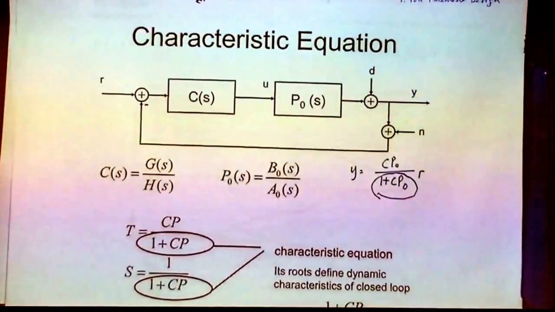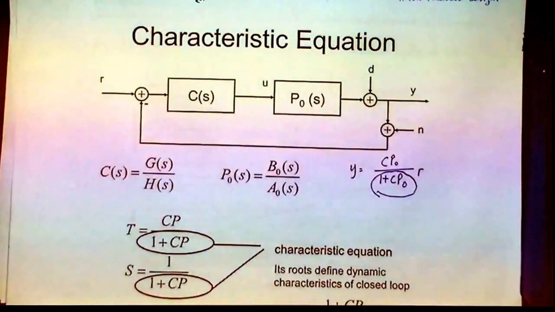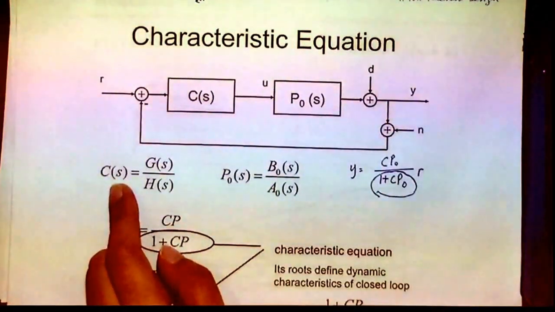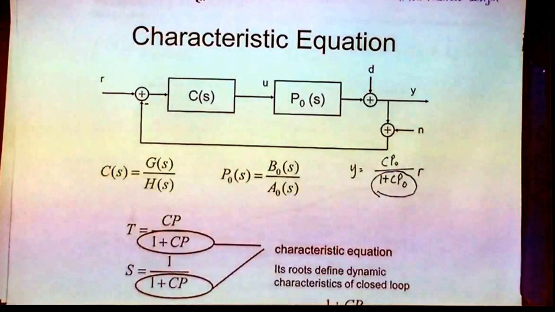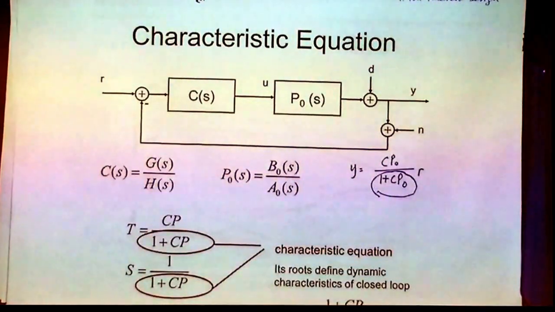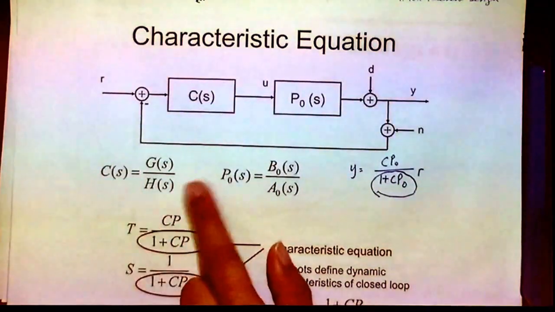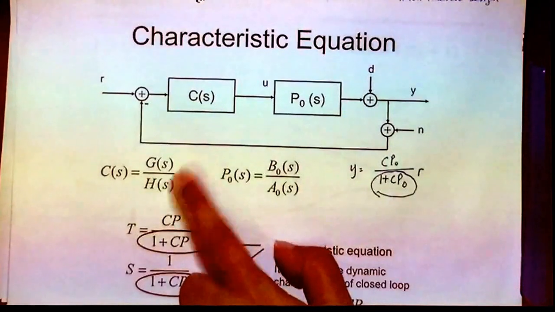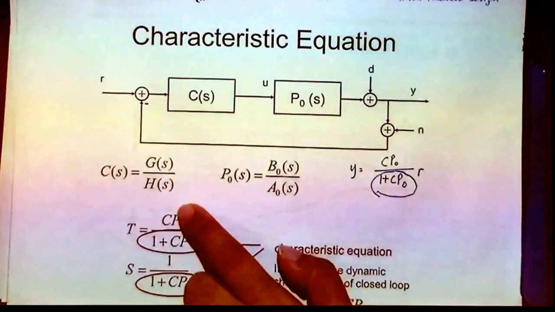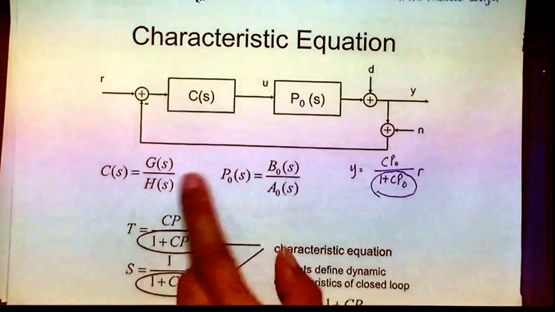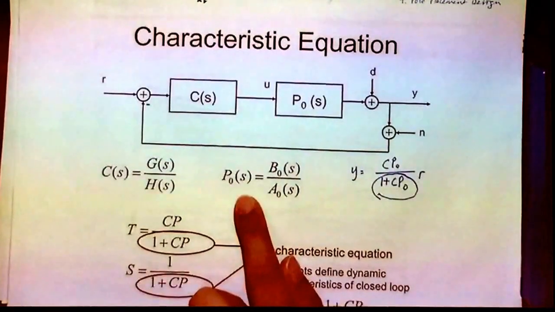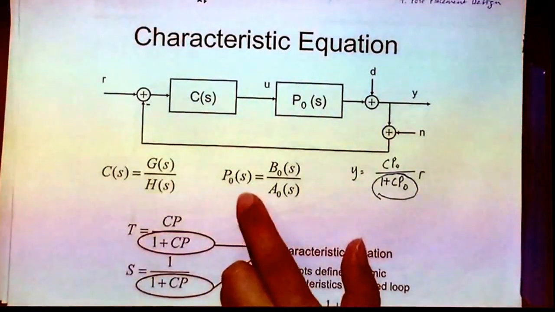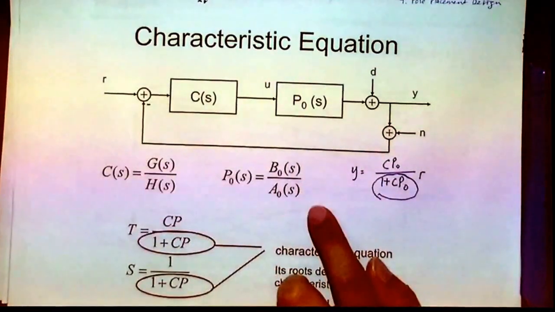Now that you have understood that C is not just a proportional gain, it's a PID controller. And what's a PID controller? Basically, if you lump everything together, there's a numerator and a denominator. It's just a transfer function. A PID controller is just a transfer function, which has a numerator and a denominator. We call C(s) G(s) over H(s). The plant is also a transfer function, called B0(s) over A0(s).